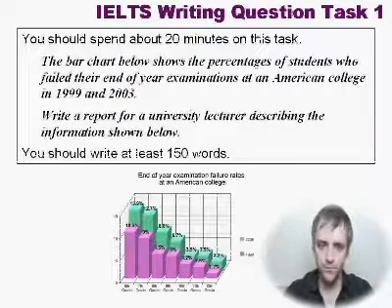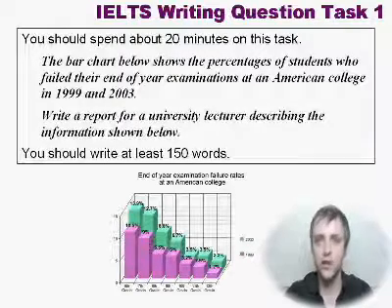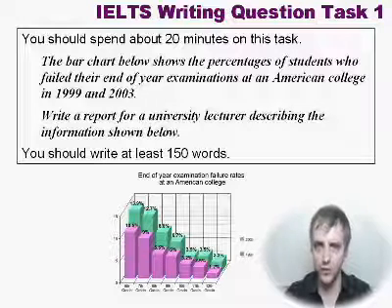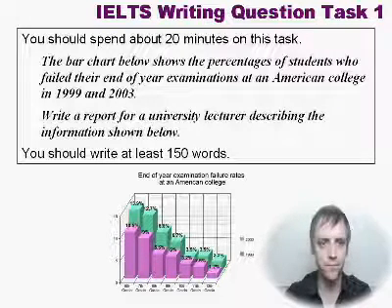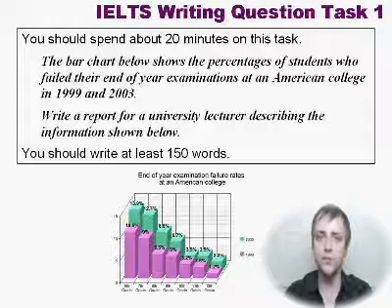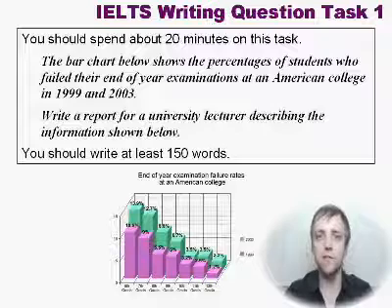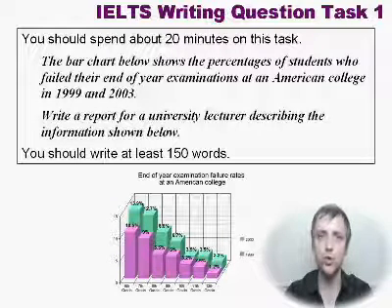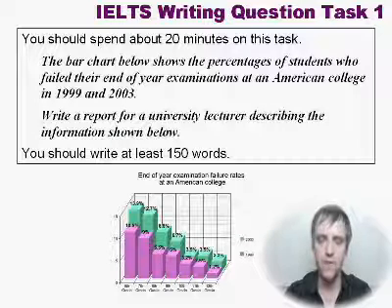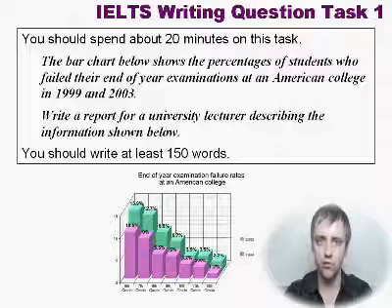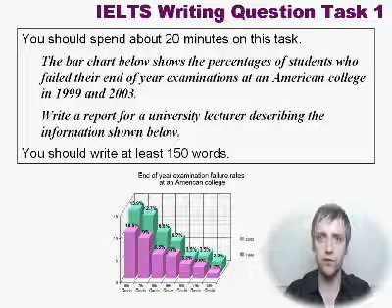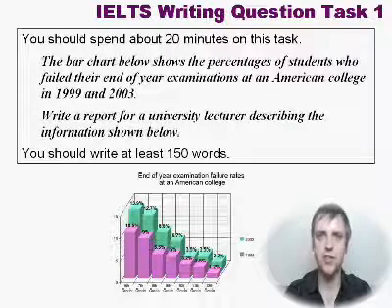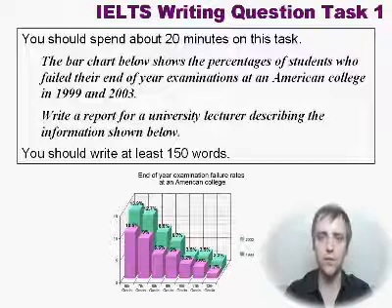So, here we have a question on end-of-year examination failure rates at an American college. Okay? Doesn't matter what the college is. The bar chart below shows the percentages of students who failed their end-of-year examinations at an American college in 1999 and 2003. Okay? So, 2 years. And we've got a change in failure rates moving from different grades, okay? So, as students are getting older, okay? Let's take a look.